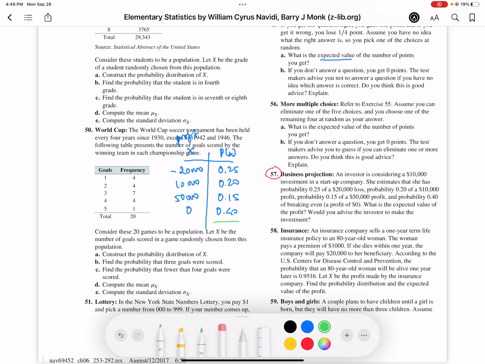After that, you need to create one more column and do x times p of x, and then add them up. So after we add this up, we have to see if the answer for the expected value is positive or negative. If the answer we got is positive, we will advise the investor to make the investment. If the number is negative, then we will not advise the investor to make the investment.